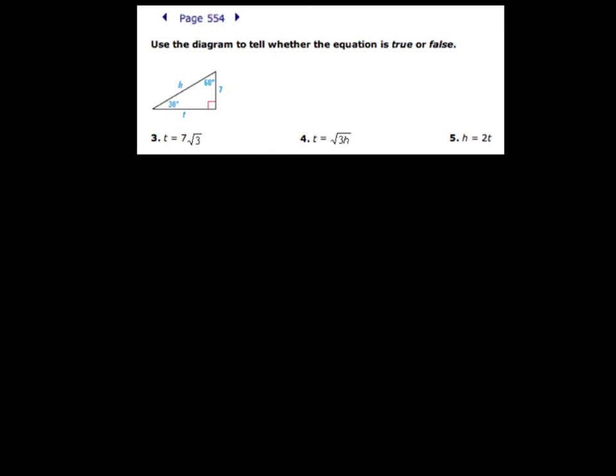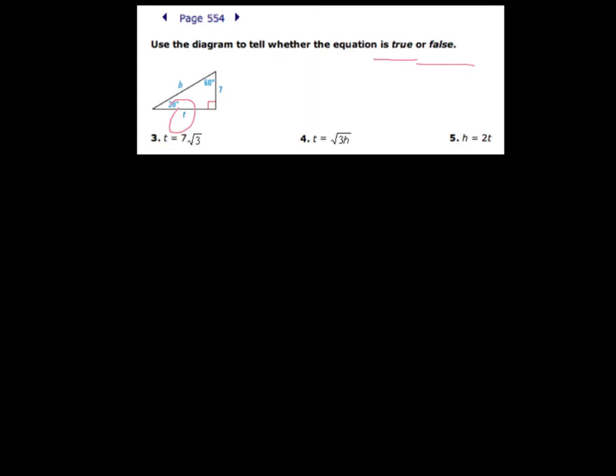When you get back into class, you're going to work on some book problems from page 554. And at the very beginning, it's going to ask you to decide whether something is true or false. This isn't a 50-50 guess. This is just something that we're going to use our diagram to iron out. I'll do number 3 with you. So 3 asks, is the value of t 7 radical 3?